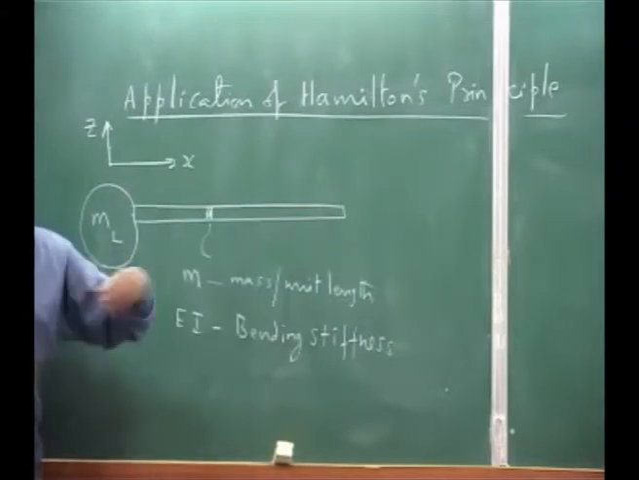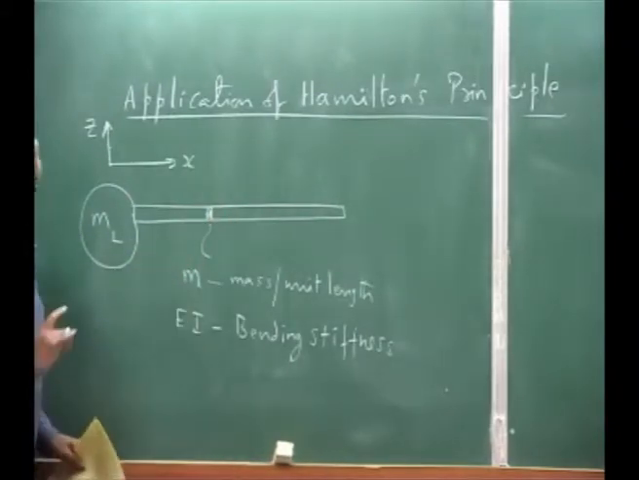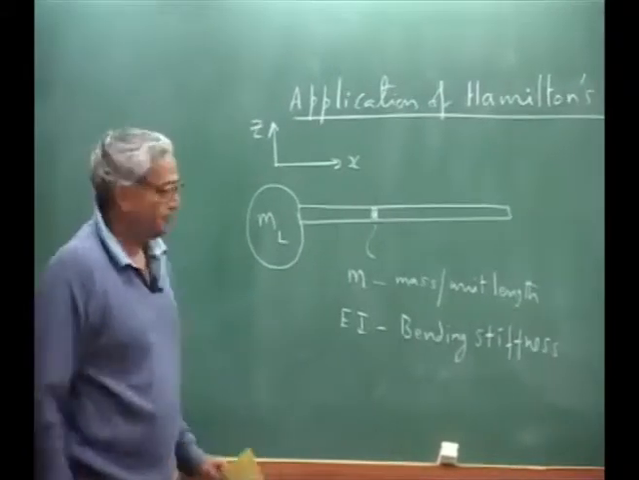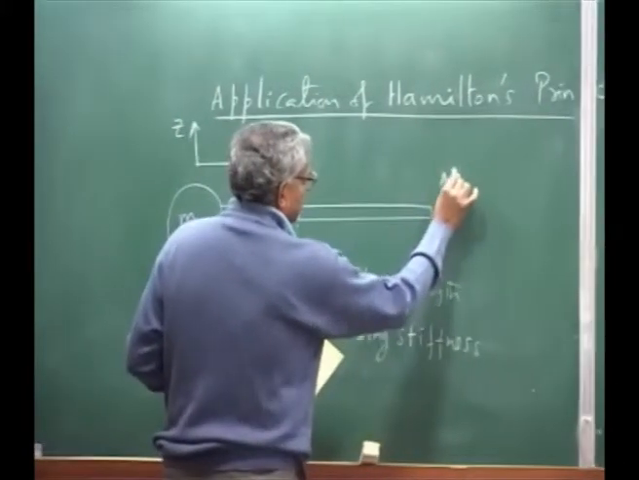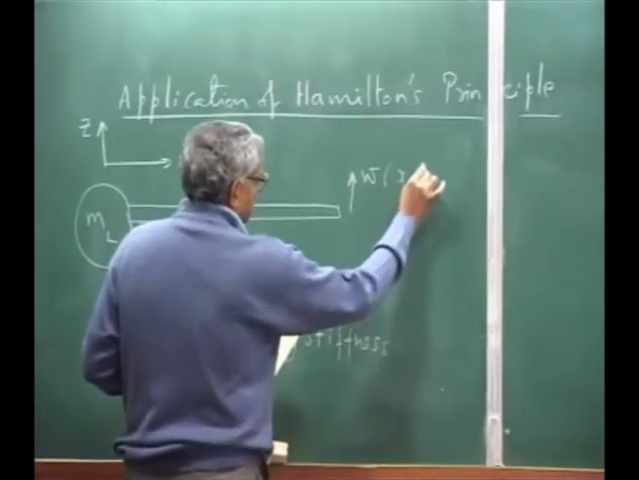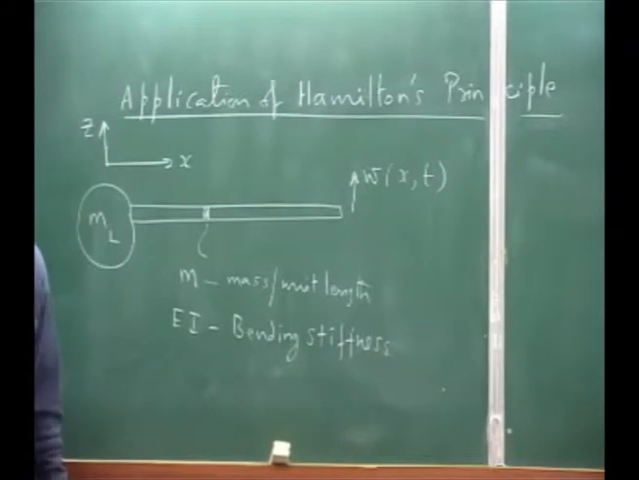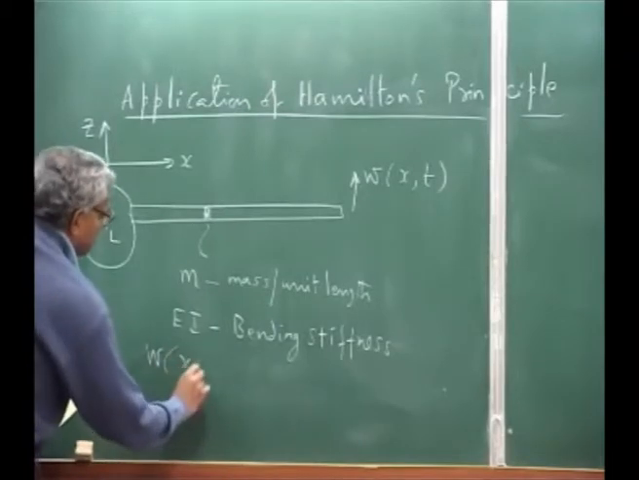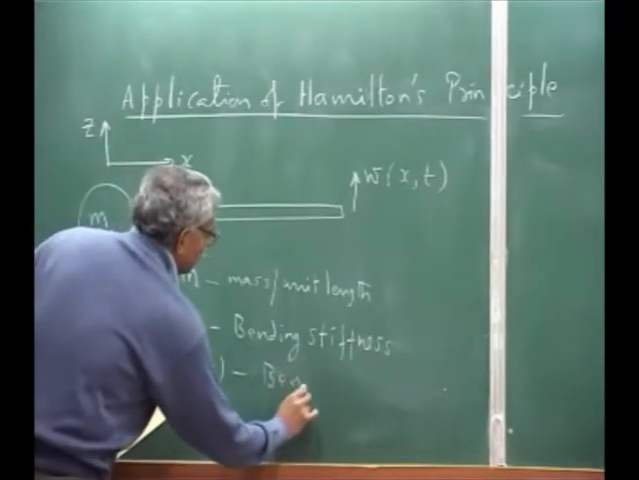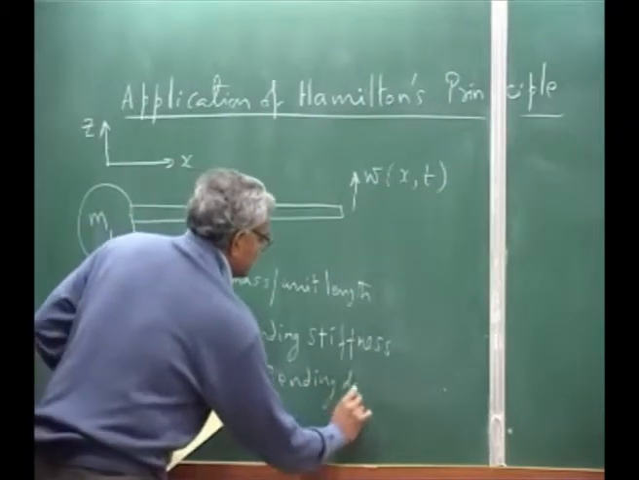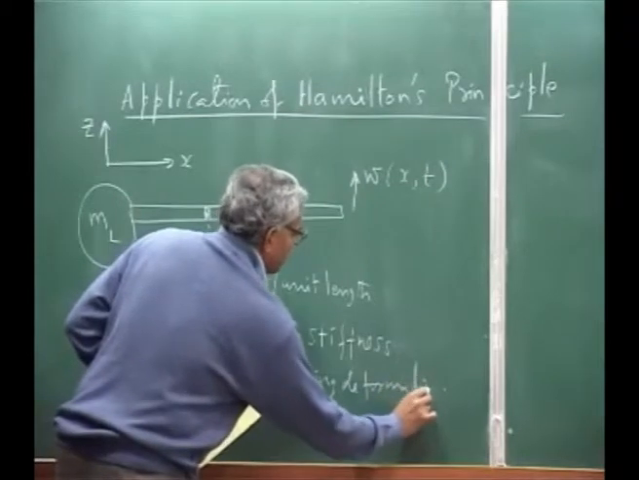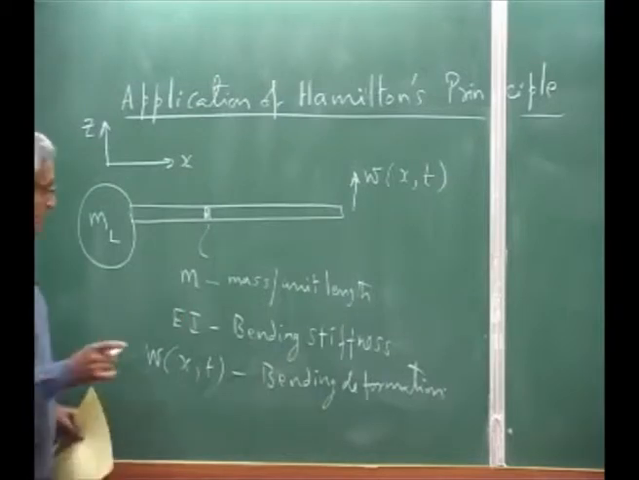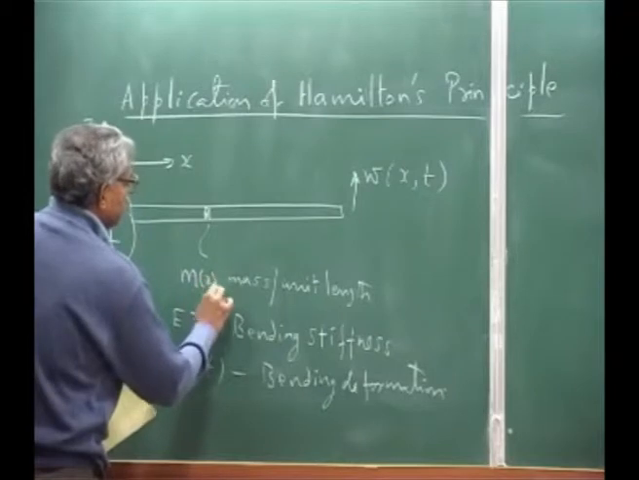So this beam is basically my wing, but they are functions of x. So it can vary along the length of the beam. And we define W, which is a function of x comma t, is the bending deformation. W of x comma t is bending deformation, and please note m, EI, they are all functions of x, so they need not be constant. So if you want, you can even put like this. Okay.